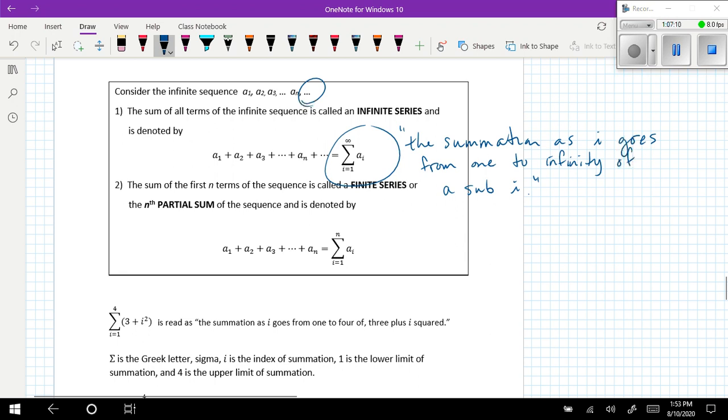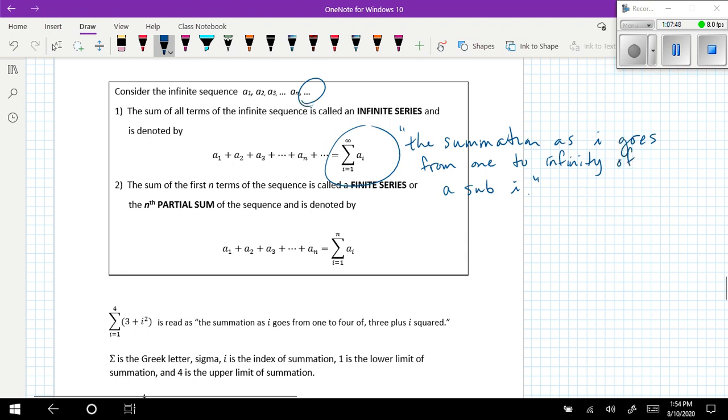All right, point 2, the sum of the first n terms of the sequence is called a finite series, or the nth partial sum of the sequence, and is denoted by a sub 1 plus a sub 2 plus a sub 3 plus dot, dot, dot plus a sub n equals the summation as I goes from 1 to n of a sub I. Notice there's no dot, dot, dot, and therefore there's no infinity in this. So these are finite series because they come to an end. And we also refer to them as the nth partial sum.